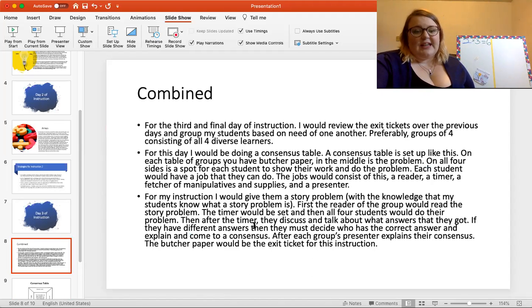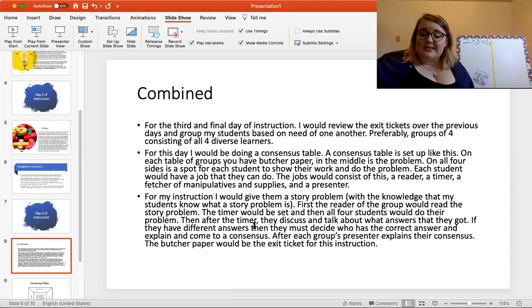For my instruction, I would give them a story problem. And with that knowledge that my students already know what a story problem is, they are in 3rd grade, and I would hope that they would know. First, the reader of the group would read the story problem, the timer would be set, and then all 4 students would do their problem separately at their own spot. Then, after the timer, they will discuss and talk about the answers that they got.